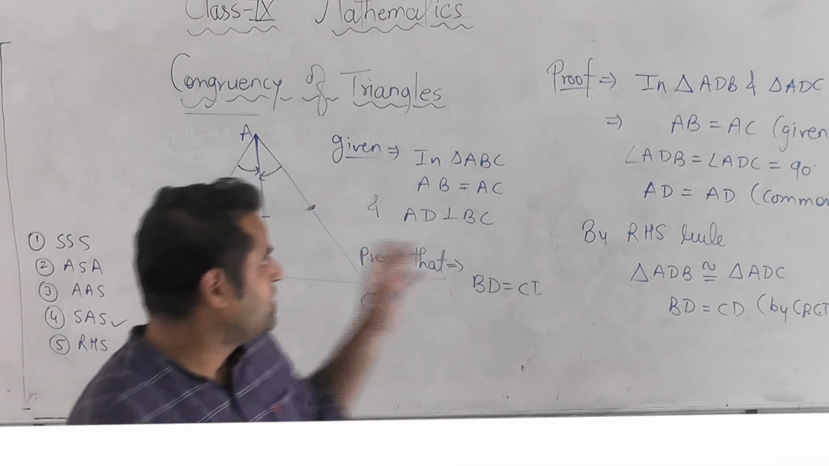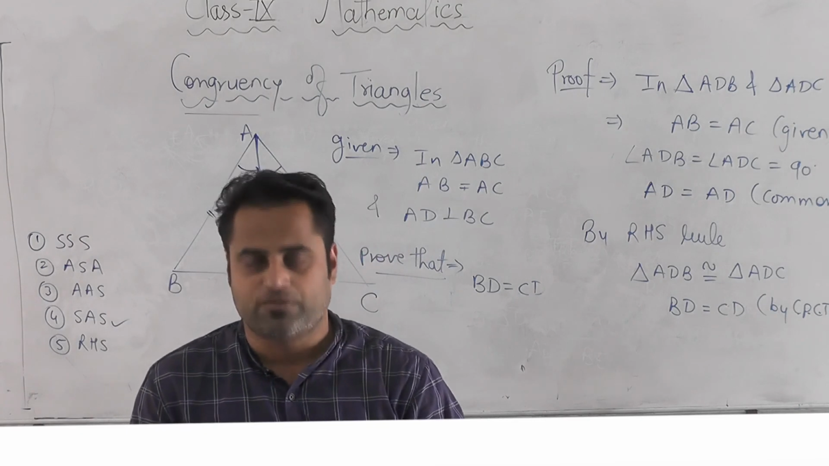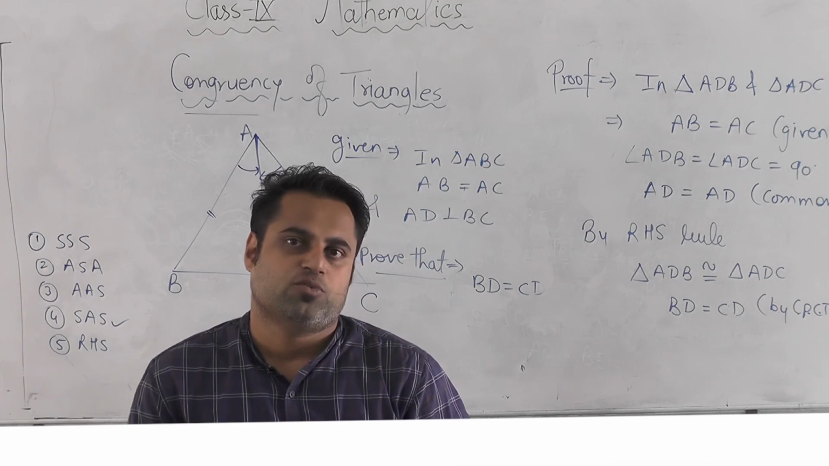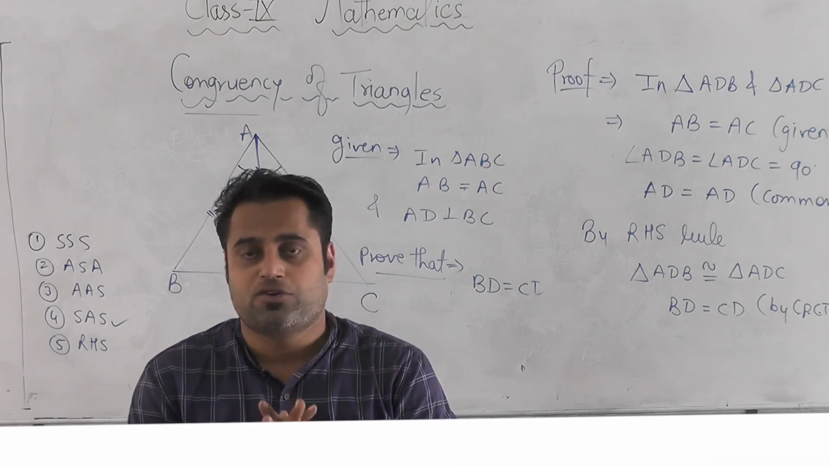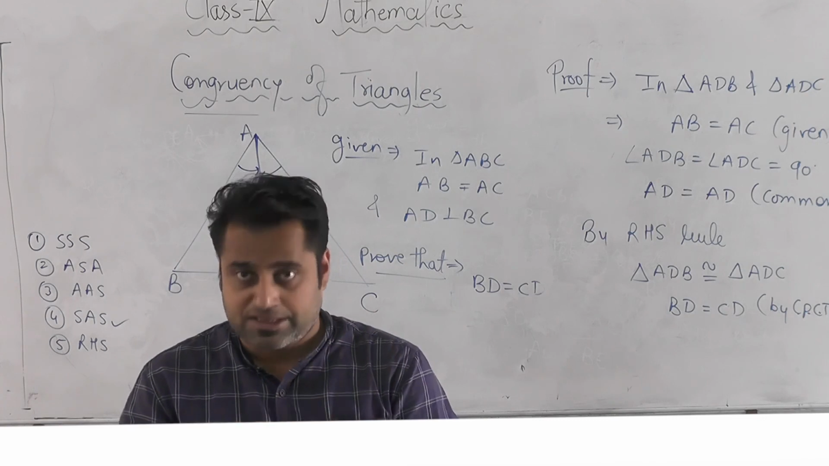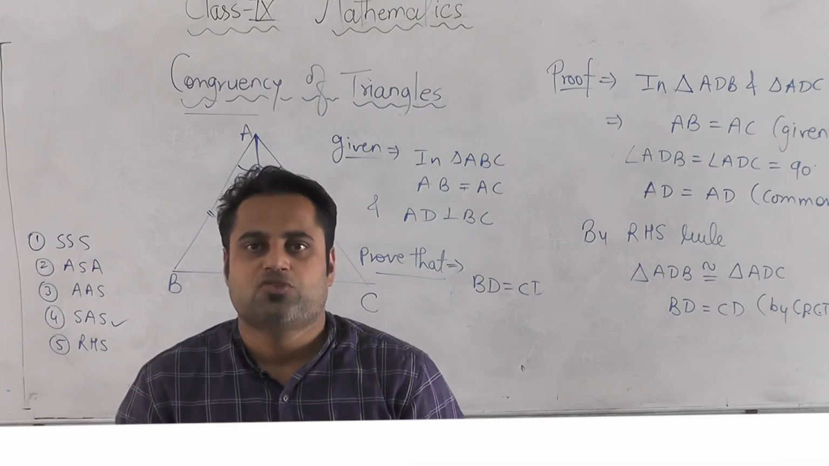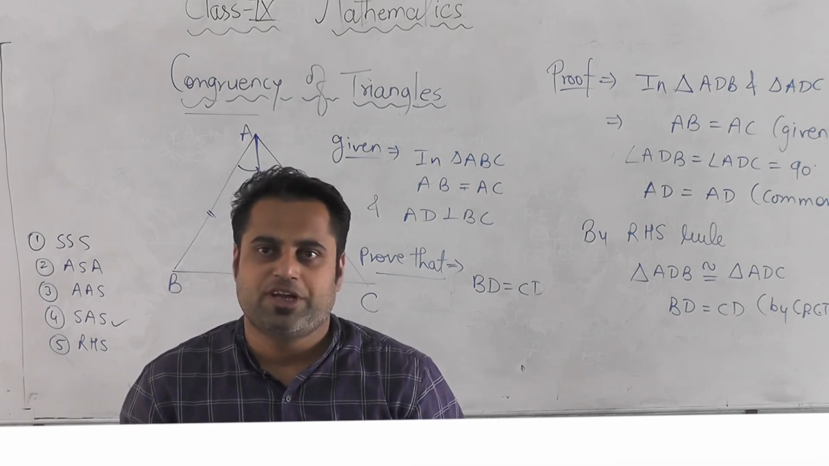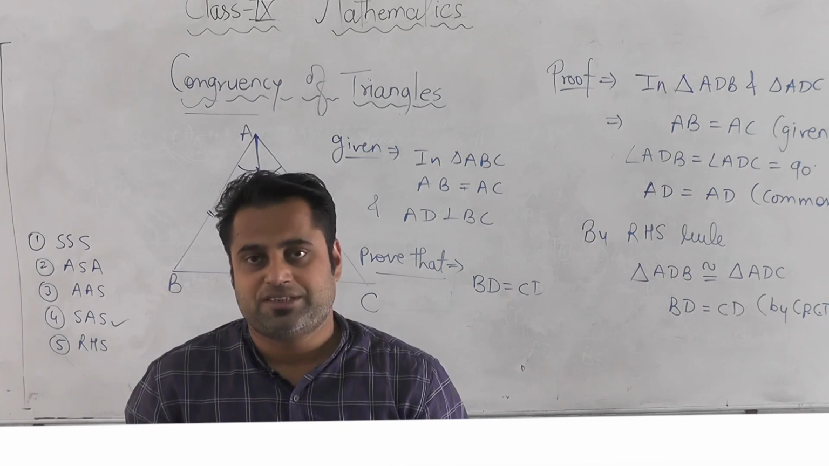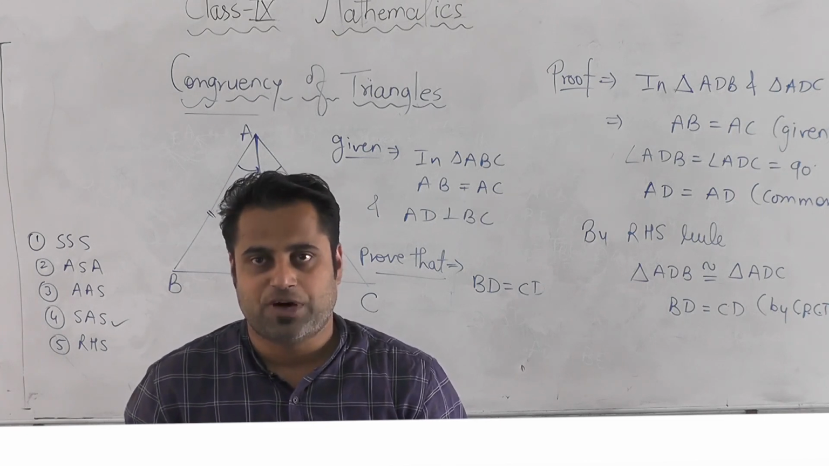So this is how we can use these properties and prove the congruency of different types of triangles. You need to practice it a lot. You have already learned it in 7th class, but this is 9th class, a little bit of an upgraded version of that congruency. So please keep motivating yourself, and if you keep practicing it, you will see that you have improved after some time.